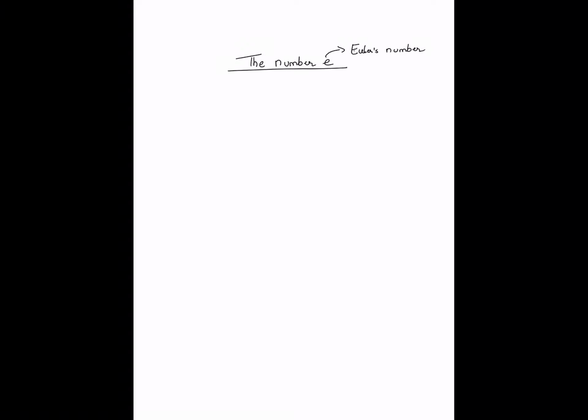Alright, so in this video, what we are going to do is take a short detour from our more abstract analysis of series to actually define and understand the number e, also known as Euler's number. You've all encountered this number before. It's a fundamental constant of nature, if you will.